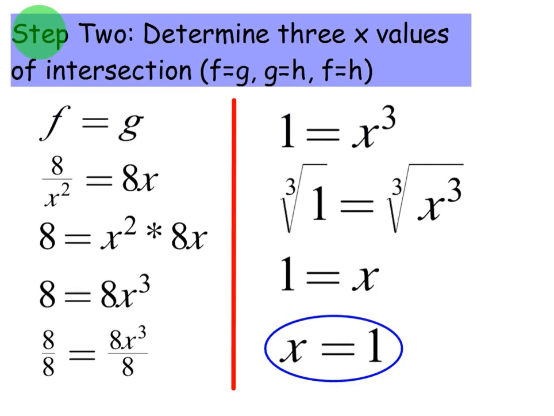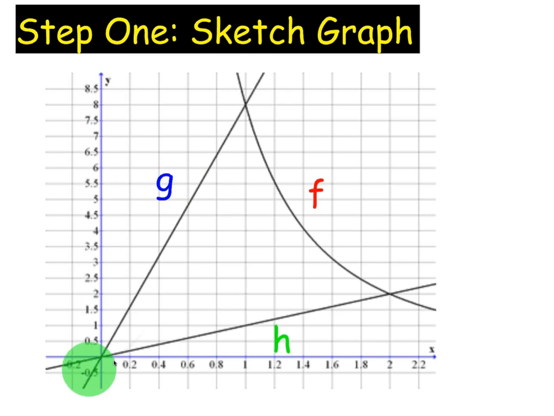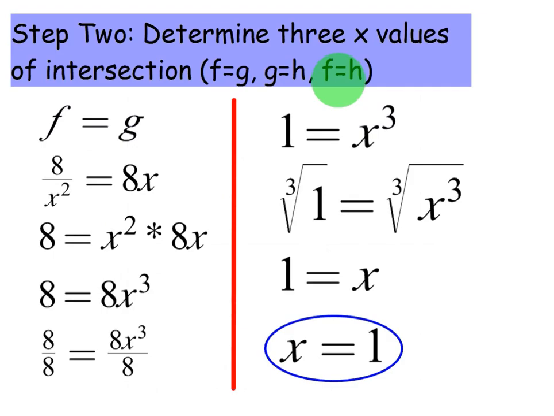This leads us to the next important thing about triple bounded regions. We want to figure out where they cross. They're going to cross at three places: wherever f equals g, wherever g equals h, and wherever f equals h. Now, I'm not going to say that every single set of three graphs crosses at three places, but if the question's asking you to find the area bounded by these three, then they're more than likely going to cross at three different spots, as we can see, for example, in this little illustration. So we want to figure out these three points right here. There are only three scenarios: either f equals g, g equals h, or f equals h.